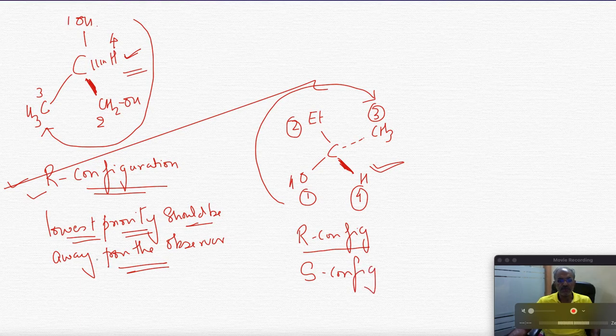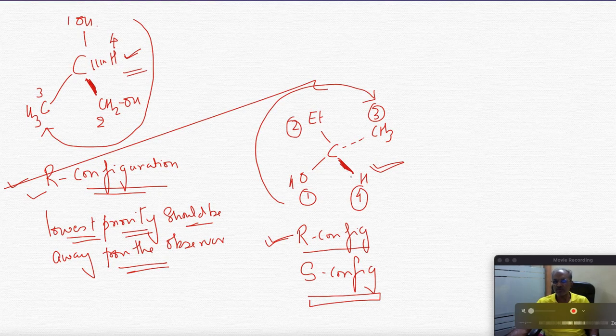If the lowest priority is away from the observer, then it is the normal R configuration on the clockwise and S on the anti-clockwise. But if the lowest priority group is towards the observer, then whatsoever is the configuration, you have to take the opposite of it. The naming has to be done the opposite, right? If it is R, then it will become S. If it comes in the exam, then your answer should be S configuration. Don't write R configuration. R only and only if this is away from the observer.